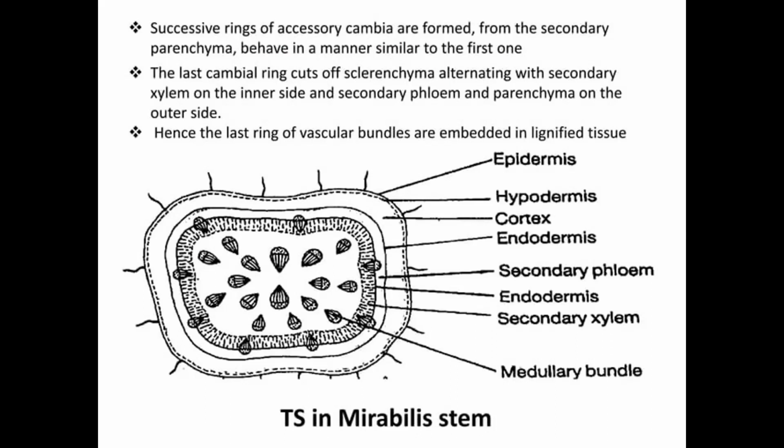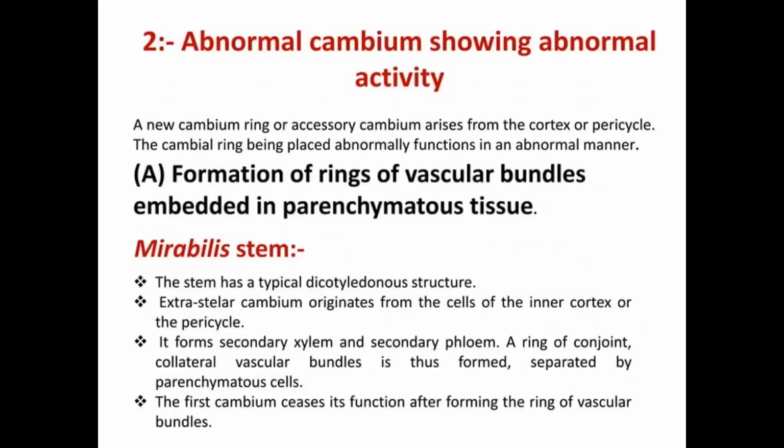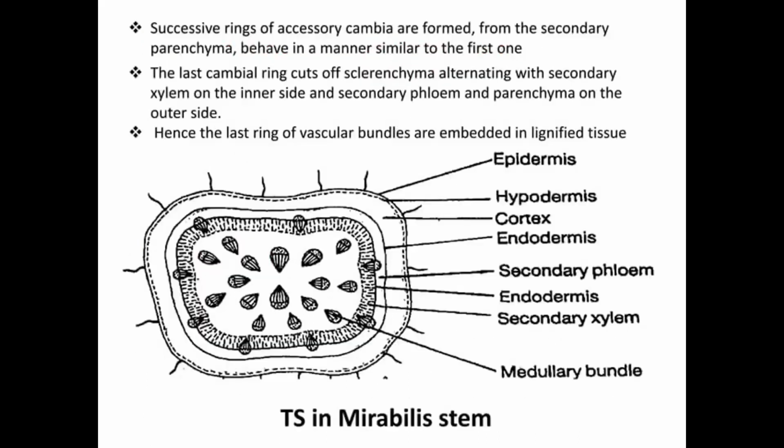So here the anomalous activity is that the cambium, which is extrastellar in origin, after the production of secondary xylem ceases its function. Again, new extrastellar cambium is formed and it produces the same way. So it produces secondary xylem and secondary phloem along with this. So sclerenchyma and secondary phloem on one side, and parenchyma and secondary phloem towards the inner side.